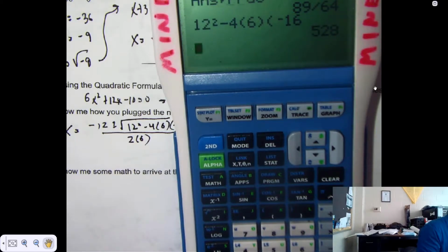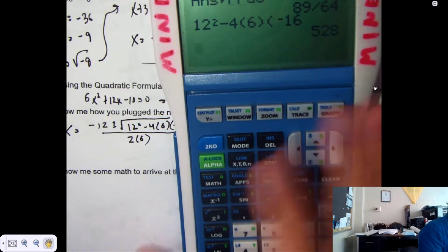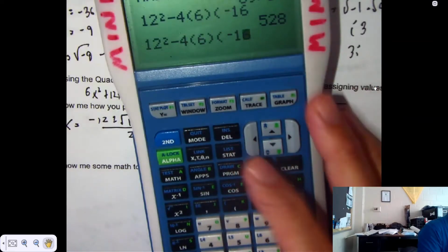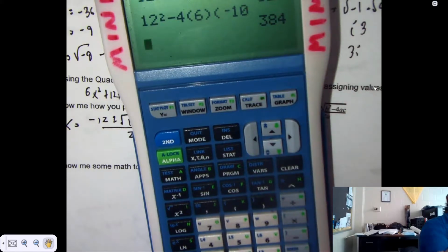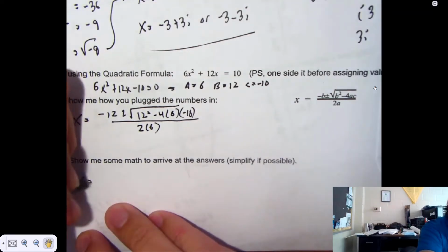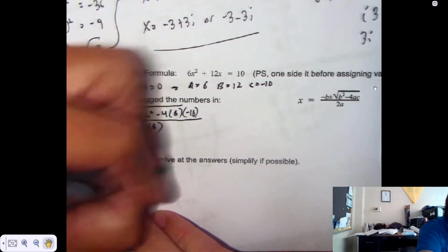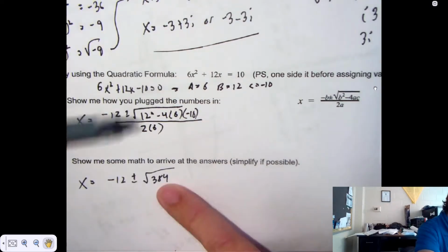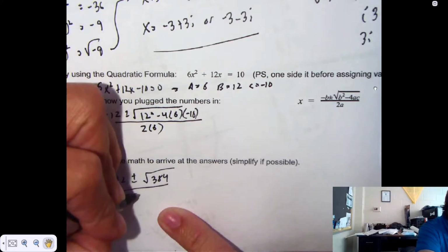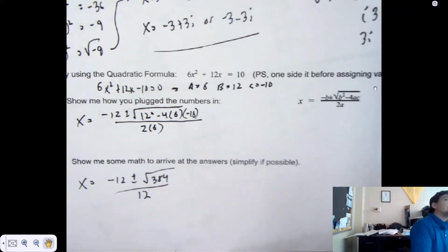There's a 528 left in that radical, okay? No, it's 10, isn't it? Put 16. 384 in that radical. Is that what you guys got? So part 2 is where you show me the math. You have a negative 12 plus or minus root 384. You should be able to make the jump from here to here without doing anything extra. You have a calculator in front of you, kids. All sitting over what? 12. Now, it does say simplify if possible.